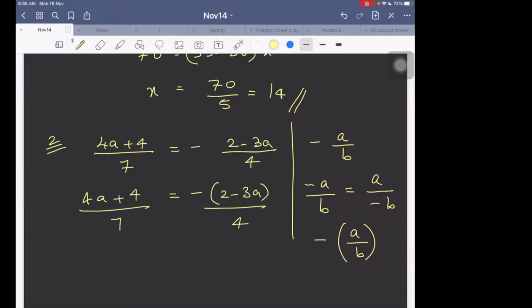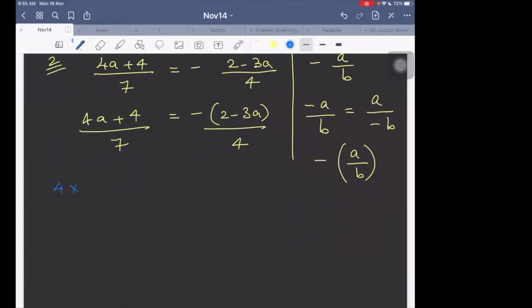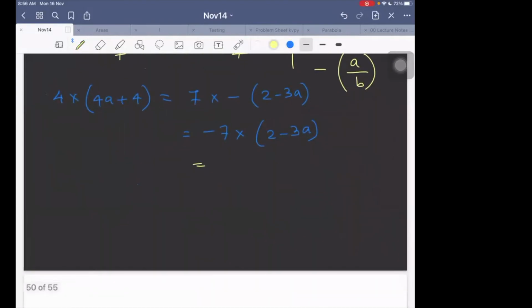And now you cross multiply. When you cross multiply, we have 4 into 4a plus 4 is equal to 7 into negative of 2 minus 3a. So this is minus 7 into 2 minus 3a. When you expand the RHS, minus 7 into 2 is going to be minus 14. Minus 7 into minus 3a is going to be plus 21a. LHS, it is going to be 16a plus 16.